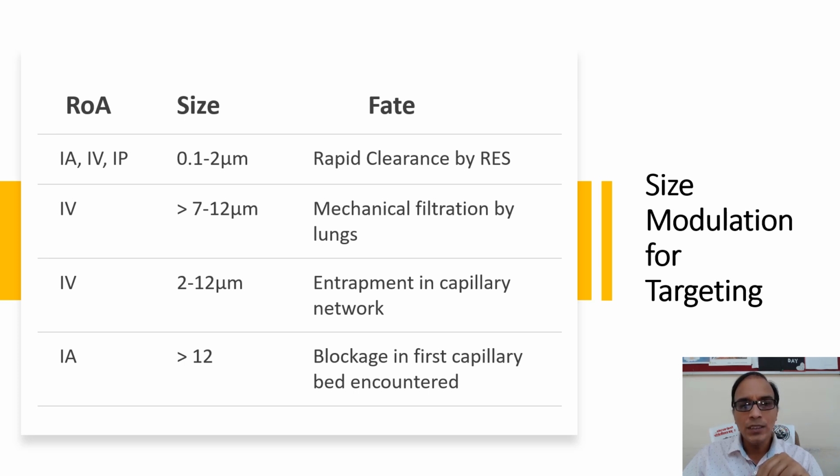Now again go to the intra-arterial route. We are taking the size more than 12 micron. What will happen? Blockade in the first capillary bed encountered will occur there. So with the help of this chart, we can have a little idea that with the help of particle size manipulation or modulation, we can target different organs, different sites of action with the passive targeting only.